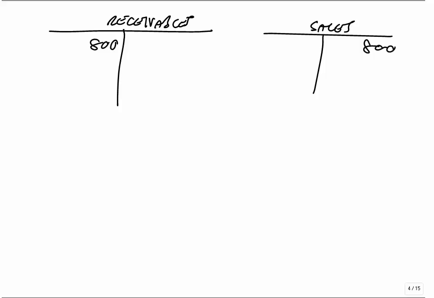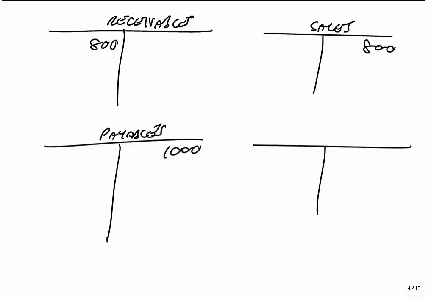Carry on, though. Z happens to be a supplier, and we buy goods from him for 1,000. Well, no problem. When you buy goods on credit, what's the double entry? Nobody's going to tell me, so I'll do it. When you buy goods on credit, you credit payables, and you debit purchases. Again, you all agree, I hope. That's all we ever do.